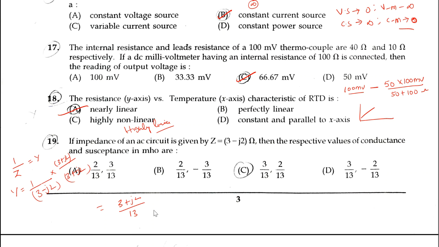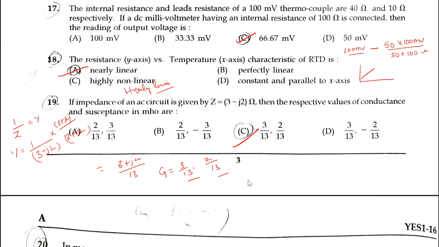Now the conductance plus the susceptance. Conductance G is equal to 3 by 13. Susceptance is equal to 2 by 13. So the answer will be 3 by 13, 2 by 13. So the answer is C here. Now let's move to the next question of this paper.